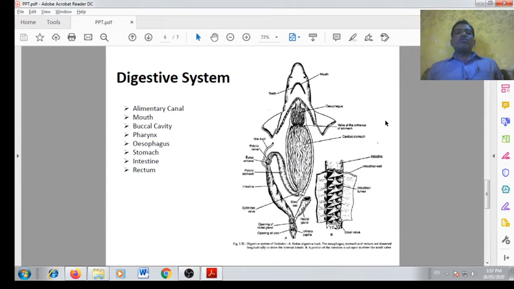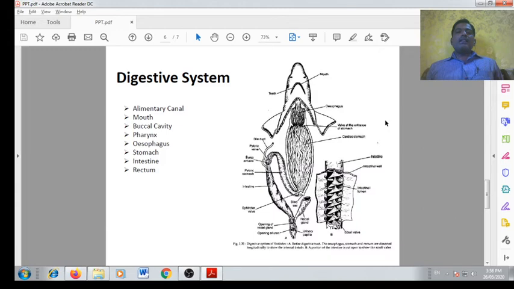The digestive system of Scoliodon is divisible into two parts, that is, the alimentary canal and associated digestive glands. The alimentary canal is a coiled tube which starts from the mouth and ends at the cloacal aperture. Therefore, the alimentary canal is made up of mouth, buccal cavity, pharynx, esophagus, stomach, intestine, and rectum.